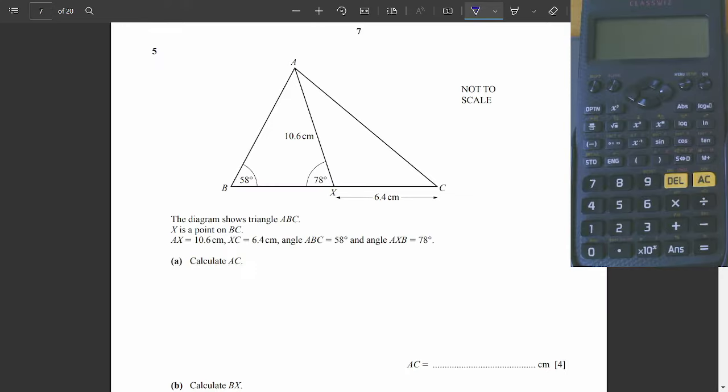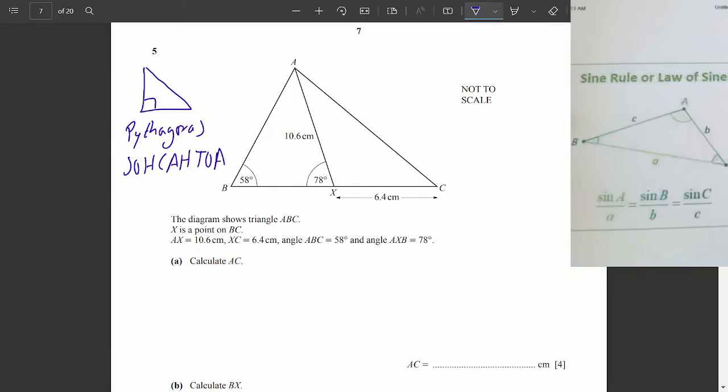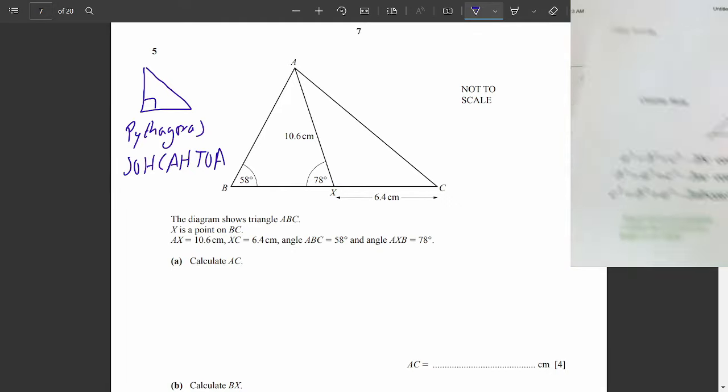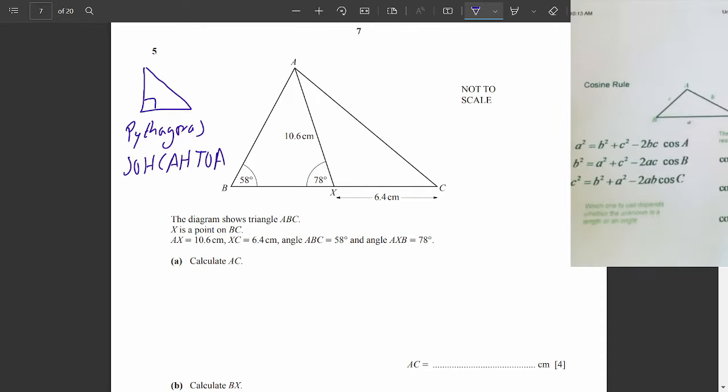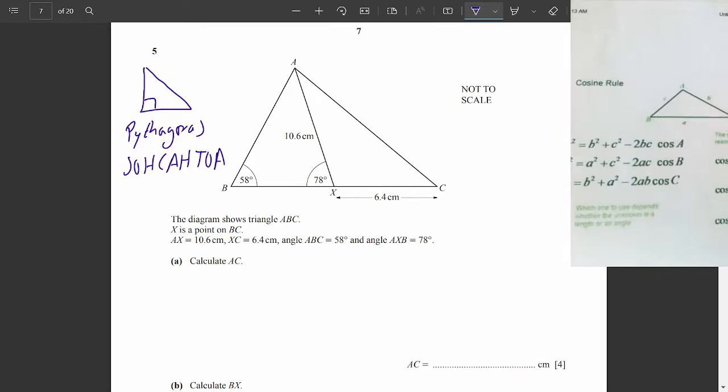Question 5, we've got triangles. We got angles, we got sides. We know it's got to be trigonometry. If we had right angle triangles, we know we could use Pythagoras if we're working with the side lengths, or if there's angles involved, we use SOHCAHTOA. But we don't have right angle triangles here. That means we are either going to use the sine rule, or the cosine rule. Or if it's area, half A, B, sin C.